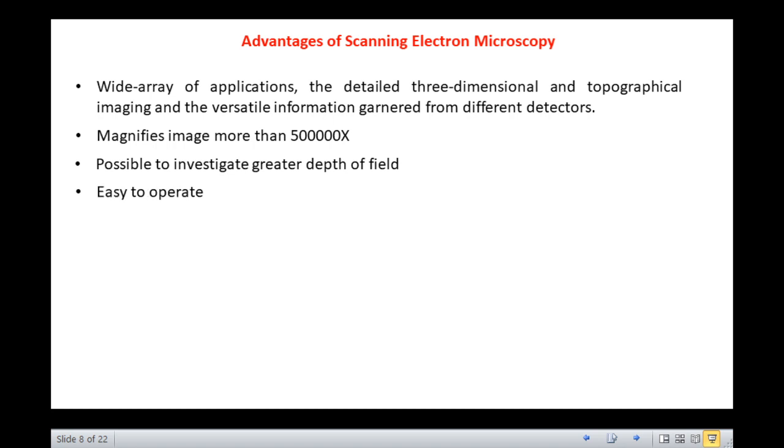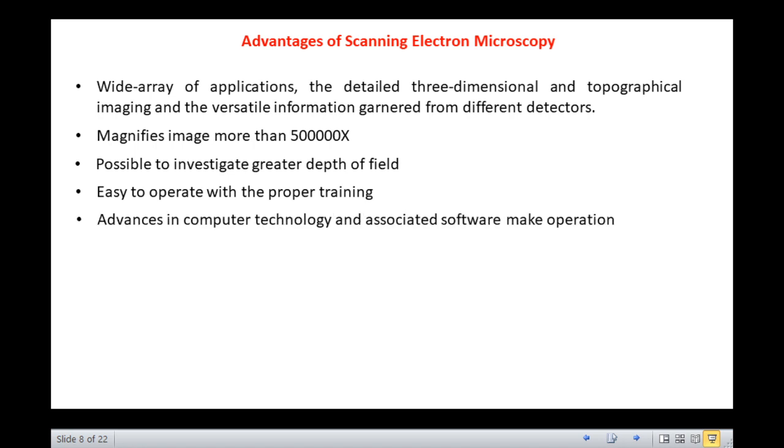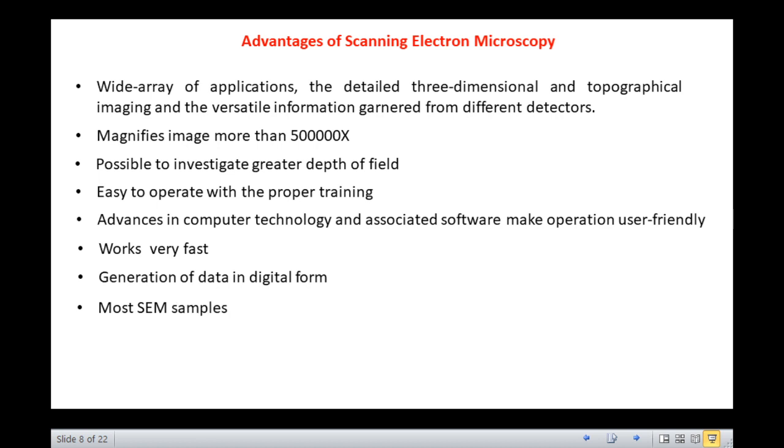SEM is easy to operate with proper training. Advances in computer technology and associated software make the operation user-friendly. SEM works very fast. In addition, the technological advantages in modern SEMs allow for the generation of data in digital form. Samples must be prepared before being placed in the vacuum chamber. Most SEM samples require minimal preparation actions.